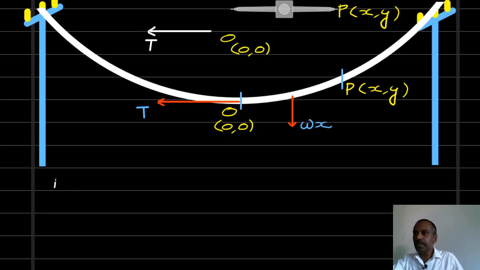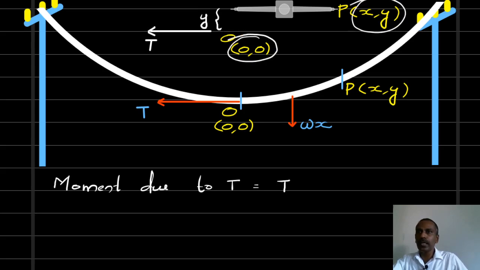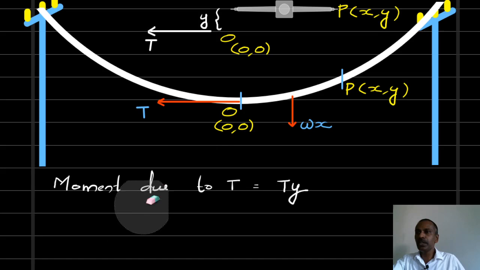Now the moment due to T is equal to the force into perpendicular distance. Here this is the perpendicular distance. This is equal to y, because here the coordinates are 0, 0. Here the coordinates are x, y. So the distance between the point where the force is acting and the center of moments, it is y. This is the moment due to the force T.